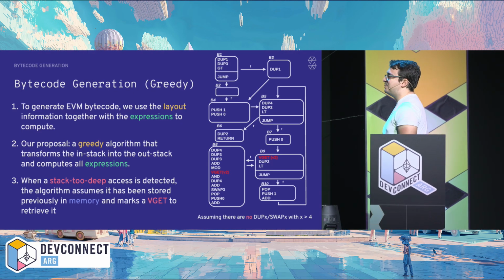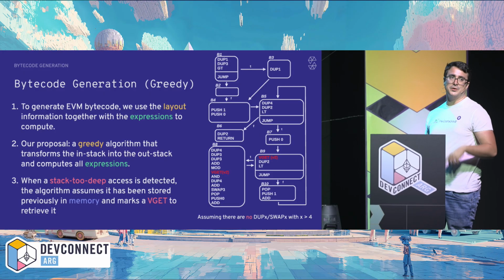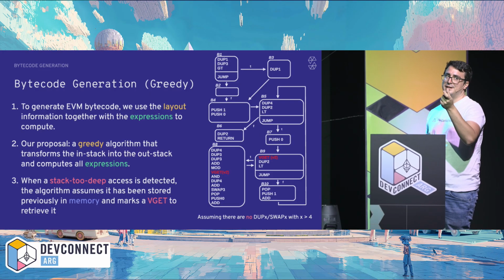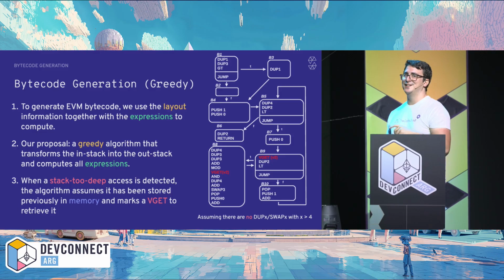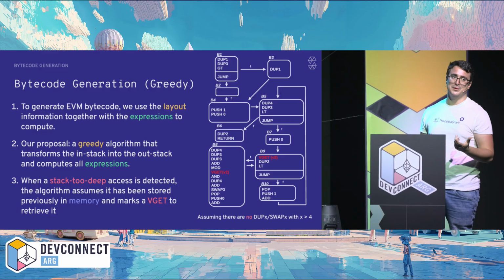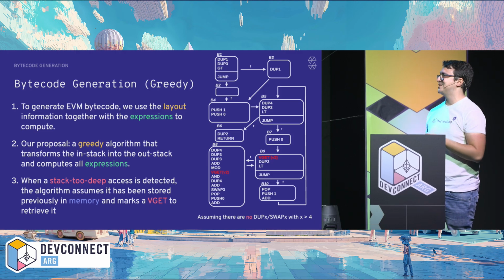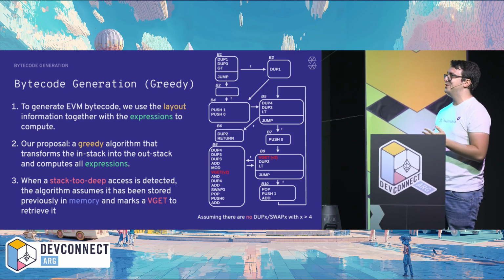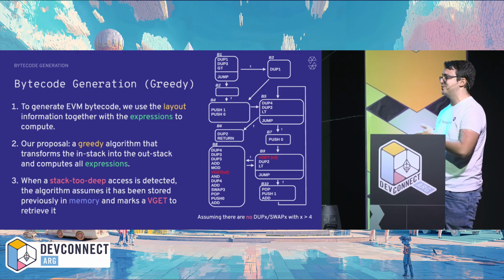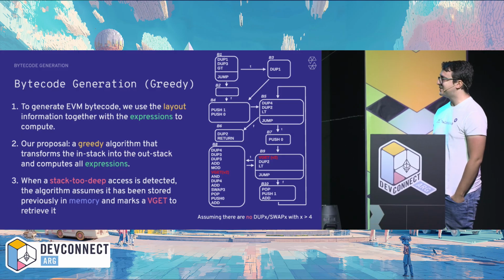OK, so the next step is the bytecode generation. So now we know the contents of the stack at the beginning of the block, at the end of the block, and also I know which expressions I have to compute. OK? So what I have to do is try to use the stack efficiently to generate bytecode that computes everything that needs to be computed.